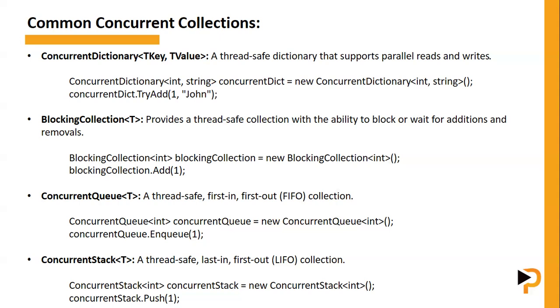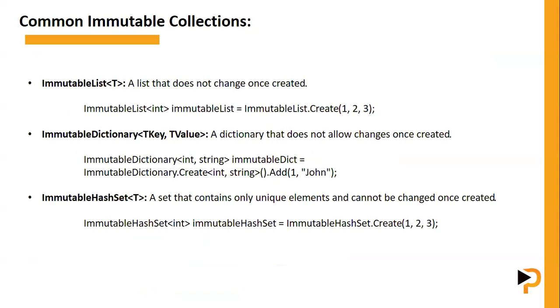Now, what exactly is the blocking collection? It provides a thread safe collection with the ability to block or wait for additions and removals. So in a thread, it maintains thread safety by means of blocking or by means of waiting. So these are some concurrent collections. If you want thread safety in your product development, then you can go ahead with these kinds of concurrent collections.